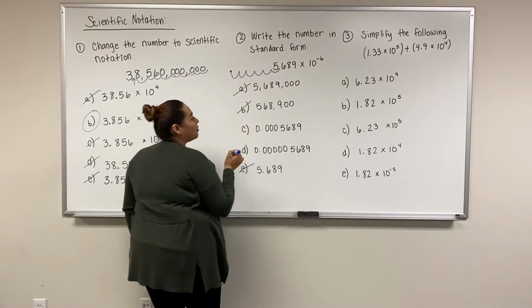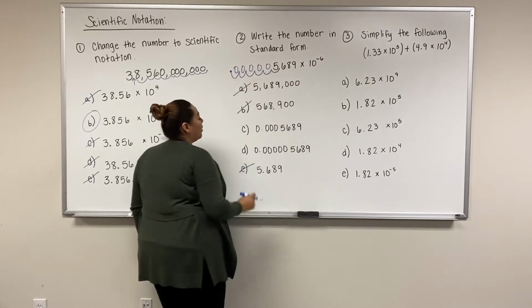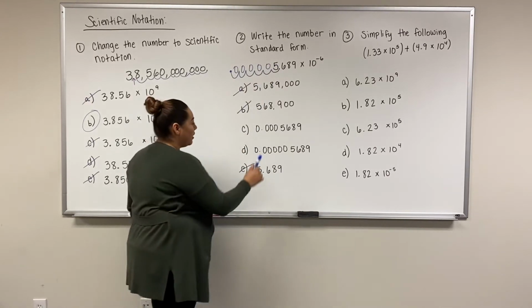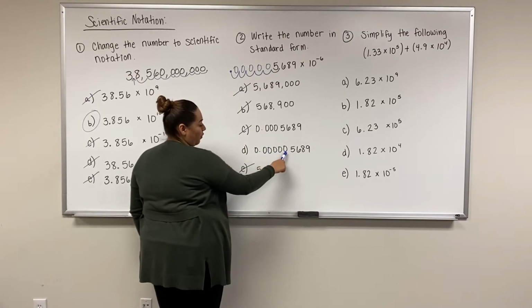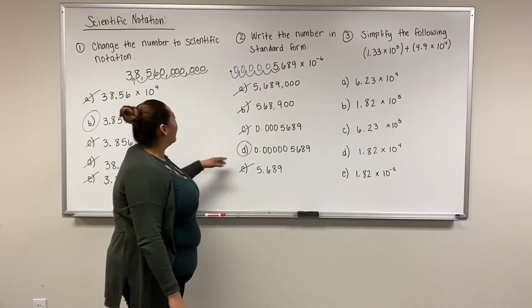Therefore, how many zeros are we adding? 1, 2, 3, 4, 5. Look at your answer and count which of these has 5 zeros. This one has 1, 2, 3. That one is out. 1, 2, 3, 4, 5. Therefore, D is our answer.